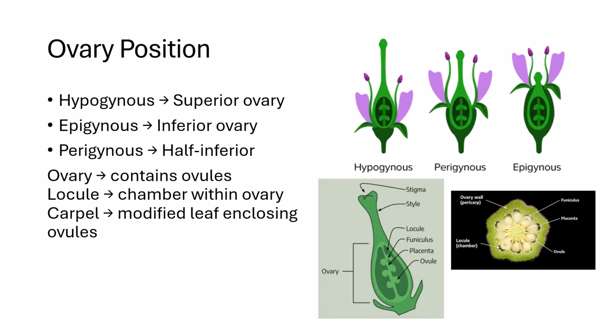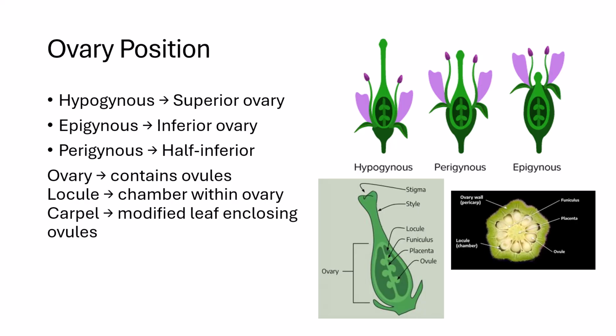Now let's review ovary position, because you will be asked to determine this in the lily. If the ovary sits above the attachment of sepals and petals, the flower is hypogynous, and the ovary is superior. If the ovary is embedded below the attachment of sepals and petals, the flower is epigynous, and the ovary is inferior. If it is partially surrounded, it is perigynous, or half inferior.